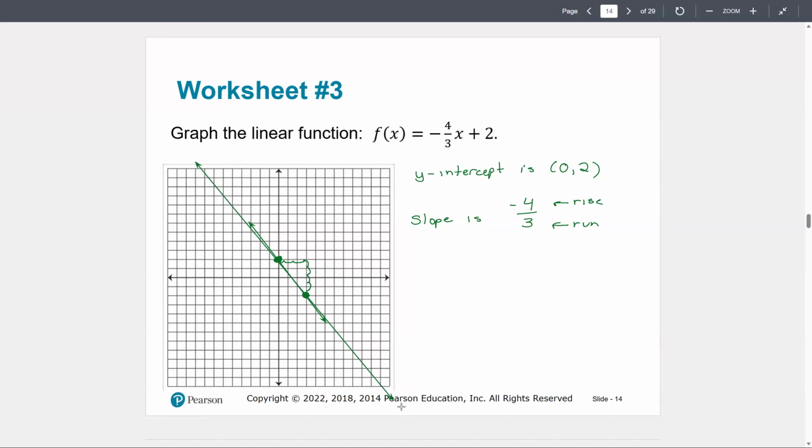Just draw another line through it so I can see that. It should go all the way across, but it's fine. And that should be the graph for that one. So notice the first one, we had a positive slope, so it was an increasing function. Here we have a negative slope, making it a completely decreasing function. It decreases across the entire domain.